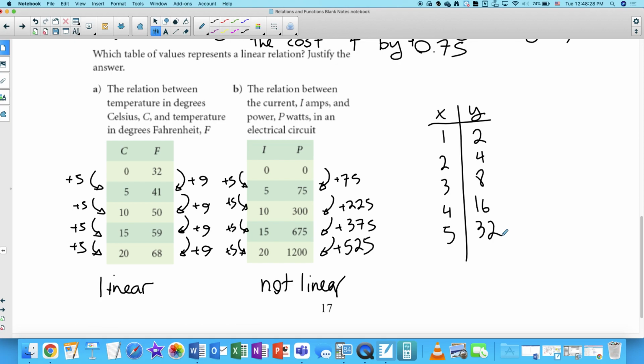Okay. Is this linear? Yep. It's not, because although it is multiplying by 2, it's not going up by the same amount. Exactly, yes. So people sometimes get confused when they see a pattern, and there is a pattern here. It's a multiplication pattern, yes.